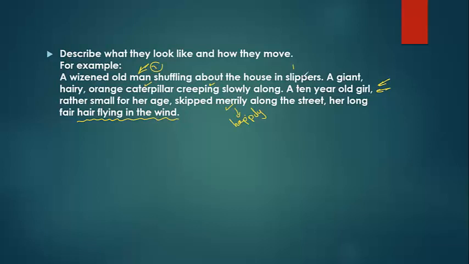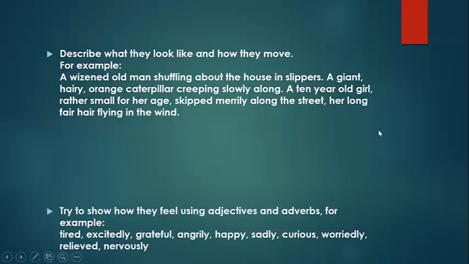So what matters here, or what to focus on here, is the description of the characters. In this short paragraph, we have three characters: the old man, the caterpillar, and the 10-year-old girl. Great. So focus on the description of the character. You don't need to write too much. Just simple words, two or three words, to show the examiner that you can describe. You are able to use descriptive language. Okay, great.